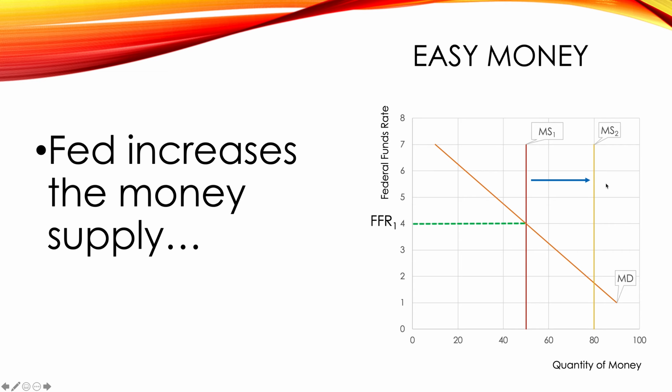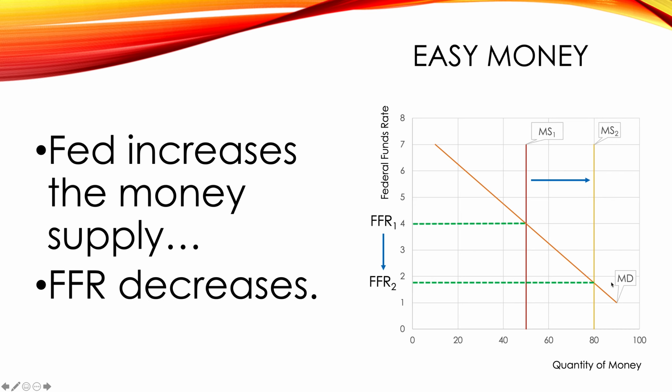Well, once they do that, that's going to result in a new equilibrium federal funds rate. Where's that going to be? It's going to be right there. And so the federal funds rate decreases. Interest rates go down, people borrow more, people spend more. So that's easy money policy.